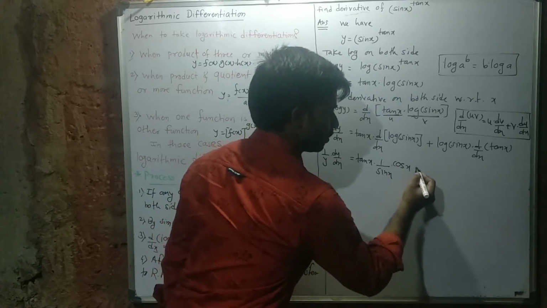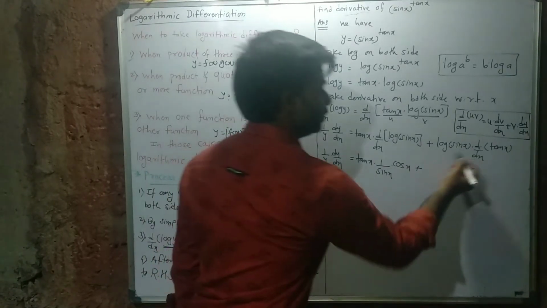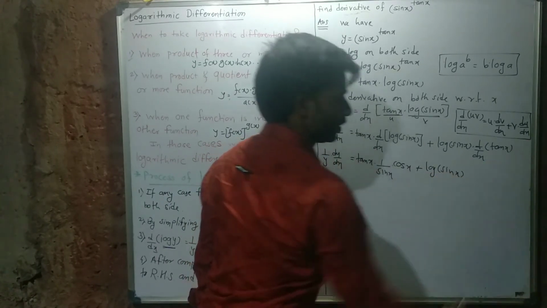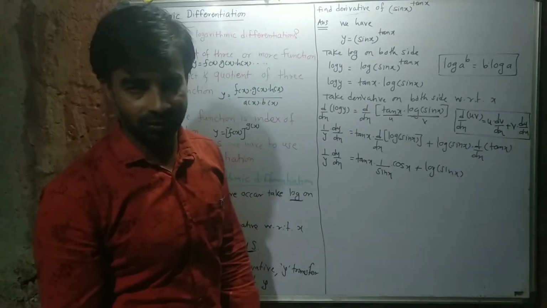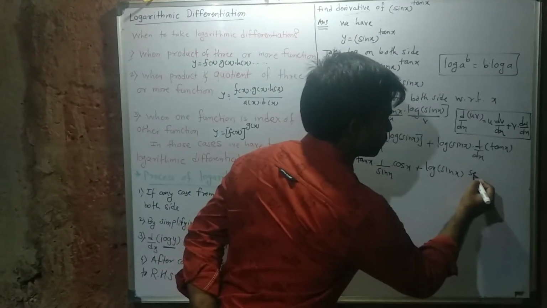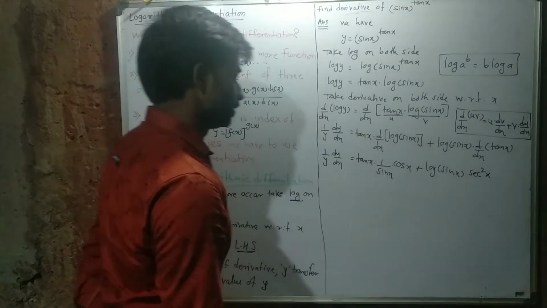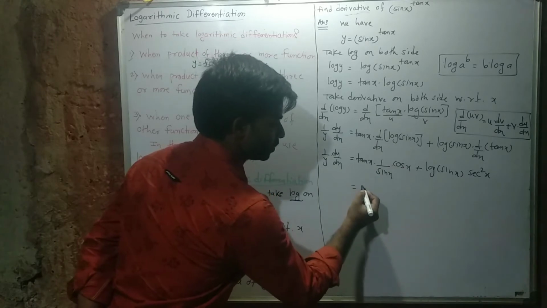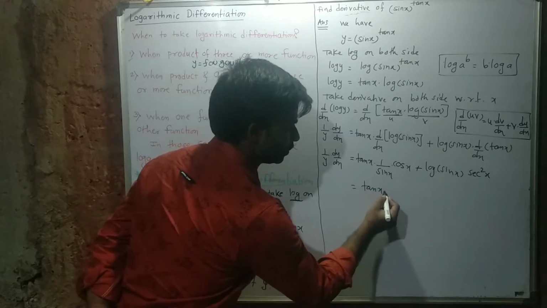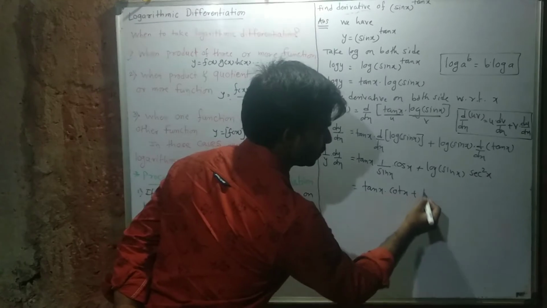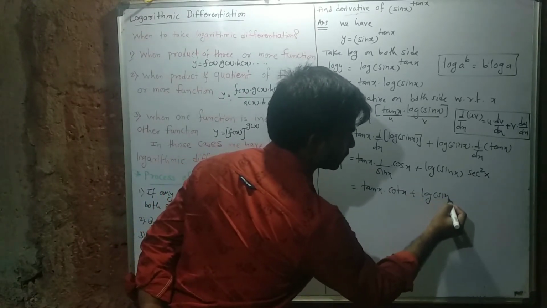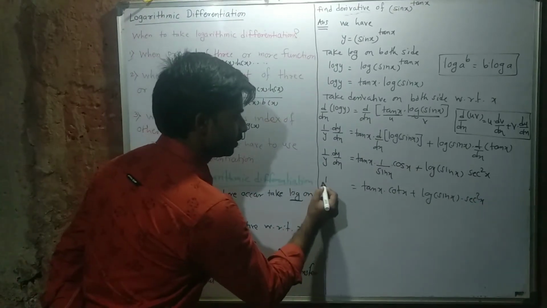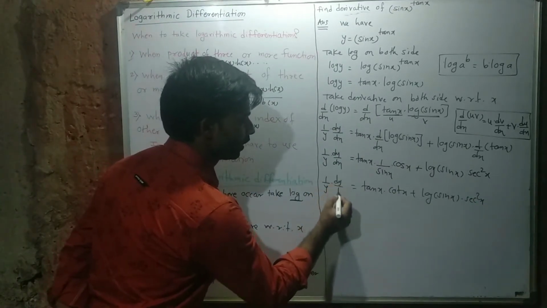The derivative of sin x is cos x, plus log of sin x as it is into the derivative of tan x. The derivative of tan x is a standard function, sec square x. And here cos x divided by sin x is cot x, and therefore tan x into cot x plus log of sin x into sec square x is here, and here 1 divided by y into dy by dx.